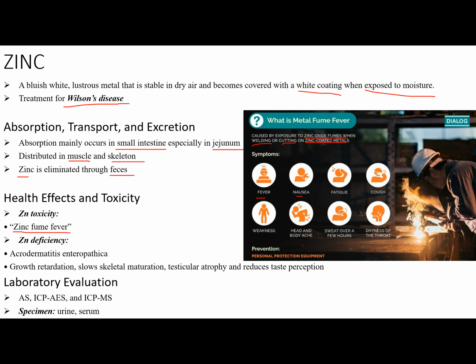Then zinc deficiency would lead to acrodermatitis enteropathica, growth retardation, slow skeletal maturation, testicular atrophy, and reduced taste perception. Lab evaluation is via AAS, ICP-AES, and ICP-MS. Specimen used could be urine and serum.